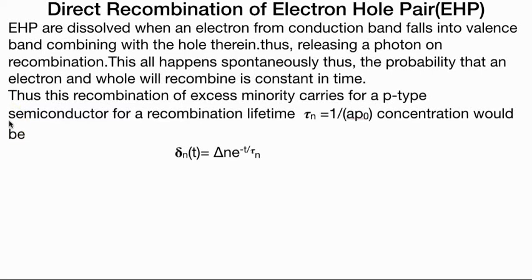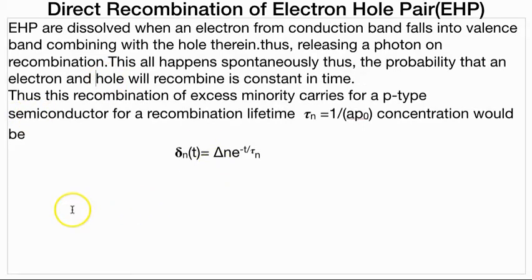Recombination of electron-hole pairs. Electron-hole pairs are dissolved when an electric field makes the electron fall from the valence band to the conduction band, and it combines with the hole therein, thus releasing a photon on combination. This all happens spontaneously, thus the probability that the electron and hole will recombine is constant in time.